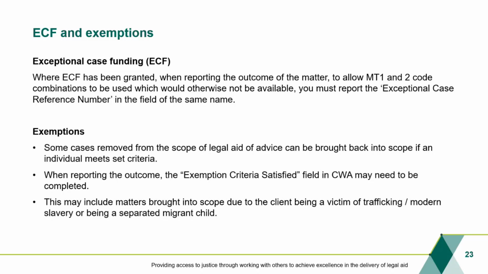The most common exemptions are going to be that the matter is brought back into scope due to the client being a victim of trafficking or modern slavery, or the second will be that they are a separated migrant child. If you refer to the guidance for reporting controlled work, you'll see, I think it's in section 14, that there's a table that sets out all of the various exemption codes, and you'll find the codes for these scenarios in that document.